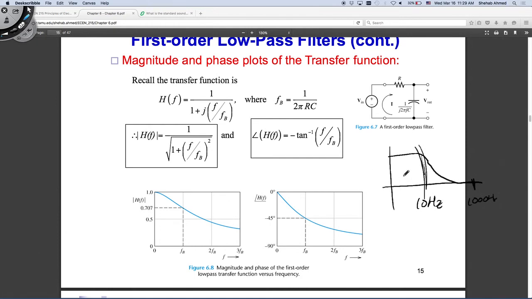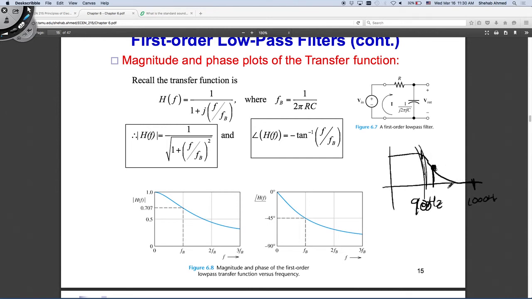But if I make my FB 900 hertz, then I know at 900 hertz is when I start attenuating the signal. That means at 1,000, which is where this thing is, I will still hear it, right? Because it's not attenuated very quickly. This is a first order filter, and the attenuation response of a first order filter is pretty slow.